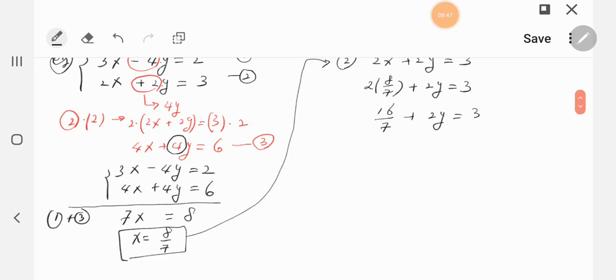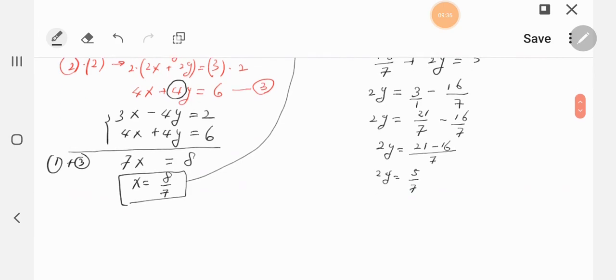And then what do we do? Well, you can move 16 over 7 to the other side, or you can multiply the equation by 7. It doesn't matter. Let's move 16 over 7 to the other side, so minus 16 over 7. Make sense? Then 3 is 3 over 1, so multiply both numerator and denominator by 7, then this will be 21. Then 2y is equal to 21 minus 16. Now the denominator is the same, right? So 2y is equal to 5 over 7.